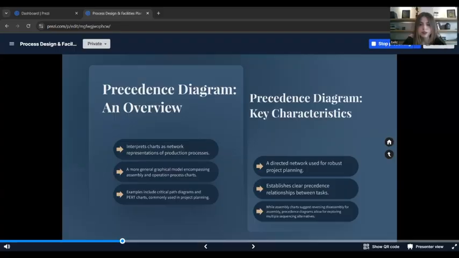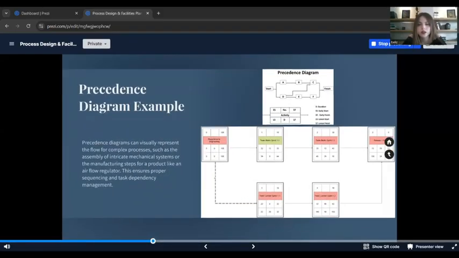The precedence diagram interprets charts as a network representation. They are more general than assembly charts. Think of the critical path method or PERT charts used in project planning. These directed networks establish a clear precedence relationship between tasks. Unlike assembly charts, which often follow a single disassembly order, precedence diagrams let you explore multiple sequencing alternatives.